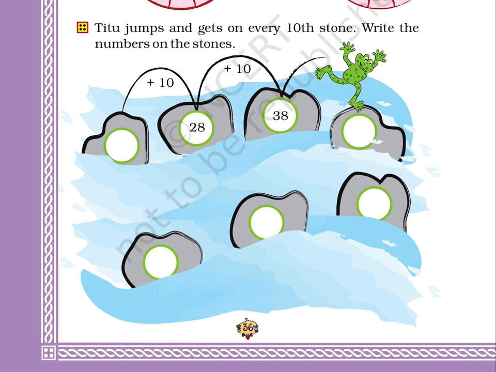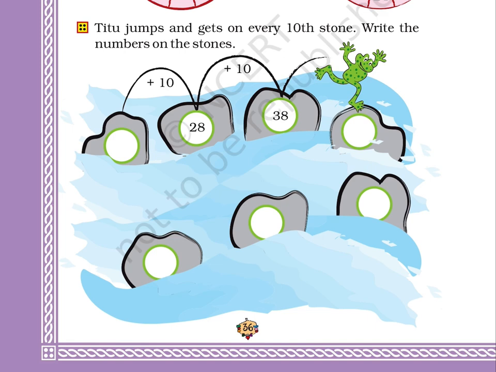The numbers on the stones read as Stone 1, dash. Stone 2, 28. Stone 3, 38. Stone 4, dash. Stone 5, dash. Stone 6, dash. Stone 7, dash.